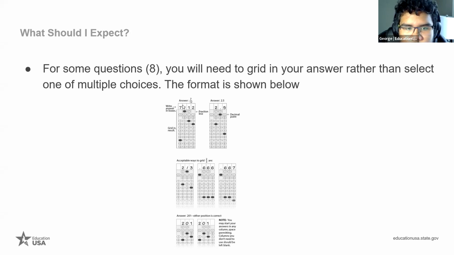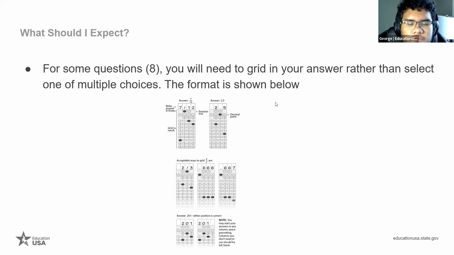You'll also have to actually write the answer here. So it's not just a matter of bubbling in the numbers, you have to actually write them out in the boxes above as well. Now, if you want to write an answer with a decimal point, like 2.5, you would do that here. You would bubble in 2, then you would bubble in a decimal point, and then you would bubble in a 5.